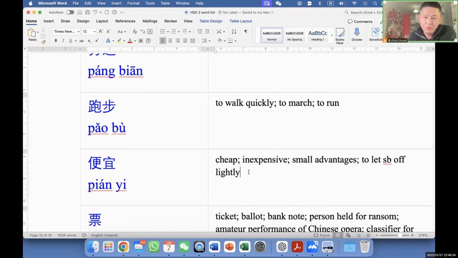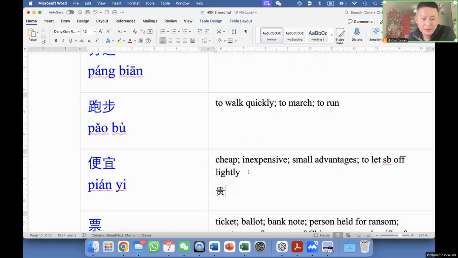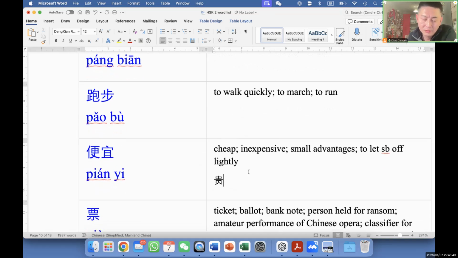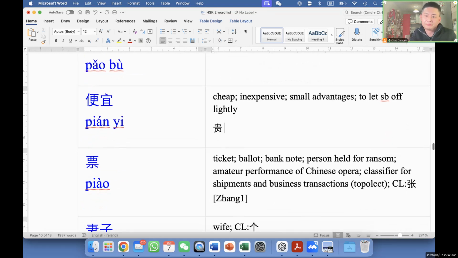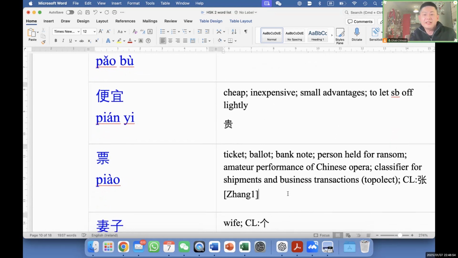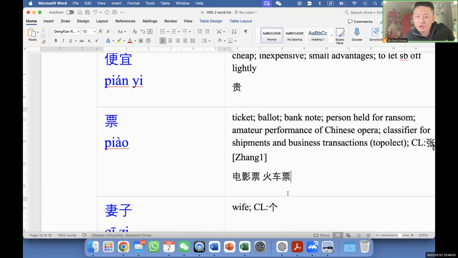便宜 is the opposite of 贵. And of course, we learned the word 贵 just now. When you go haggle with Chinese vendors in the street market, you say 便宜一点, cheap, okay, a little bit cheaper. 便宜可以吗? Is it okay? 票 is a ticket. 电影票, movie ticket. 火车票, a train ticket. Okay, all good.